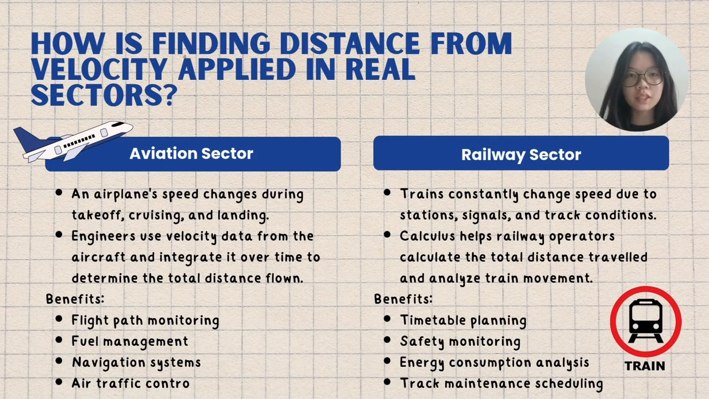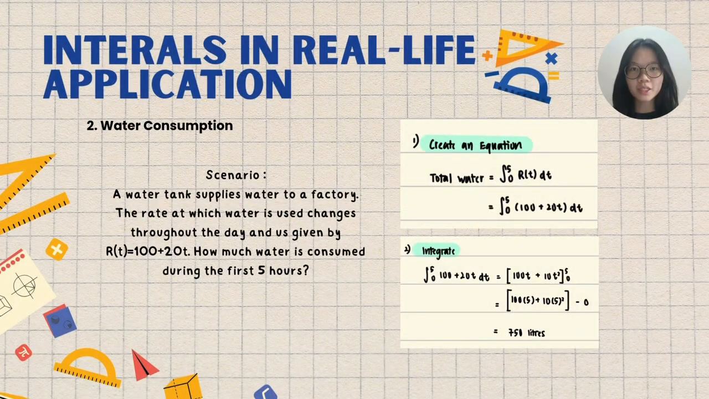Since trains constantly change speed because of stations and signals, integration helps operators calculate total travel distance. This improves timetable planning, energy analysis, and railway safety. The second application of integration in real life is water consumption.